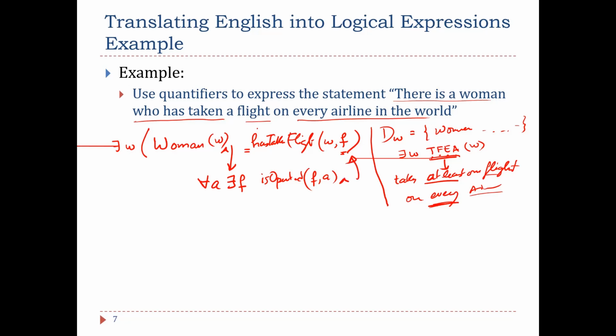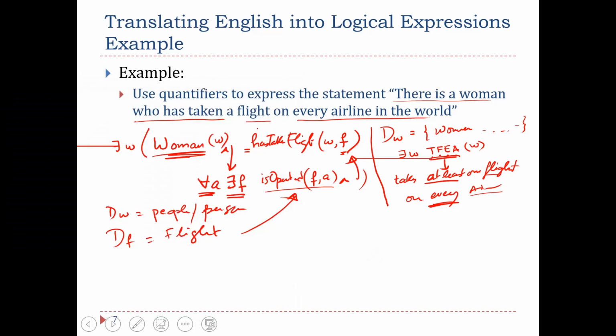So there is at least one flight from every airline company such that that flight is operated by that airline company and that woman took that flight, okay? So do you see in this case the domain of W can be people, all people on Earth, or any person, okay, or human being, okay? Because I'm using this predicate to further specify that W is a woman. The domain for F, it could be any flight, okay?